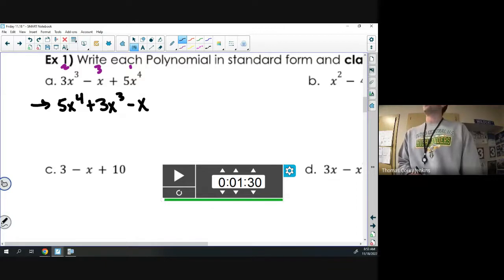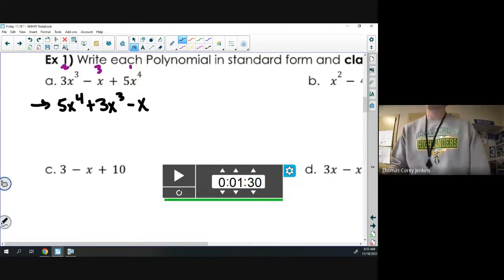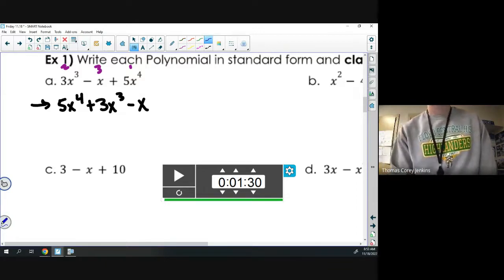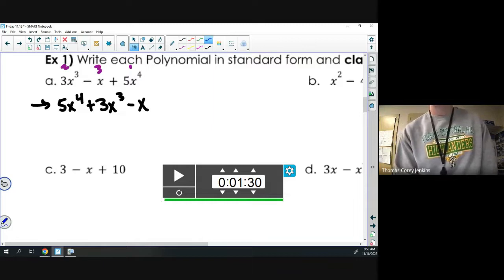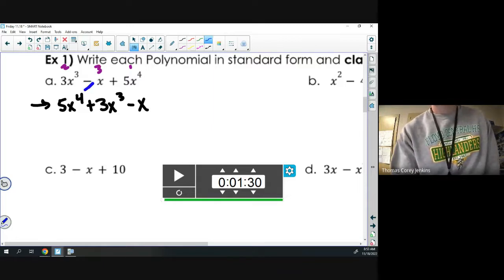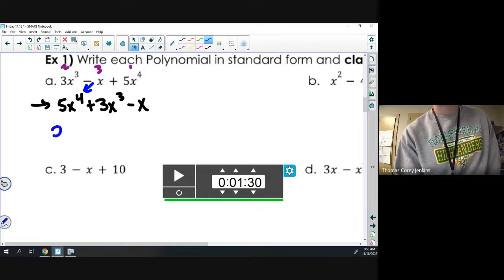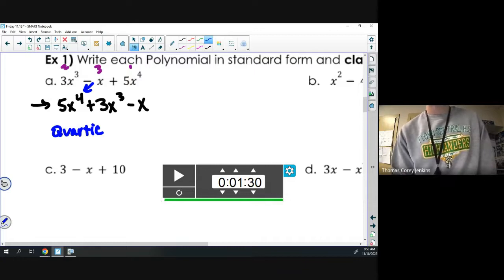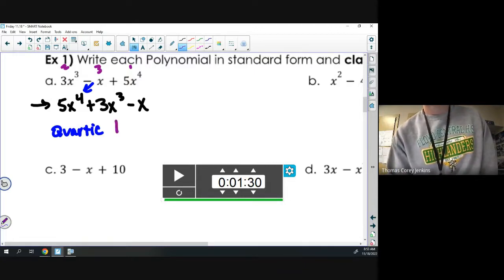That's in standard form. Now we can classify it. By degree, it's fourth degree, so that is called quintic. No, quartic. Quartic. And then number of terms, there are 3, so that's called a trinomial. This is a quartic trinomial.